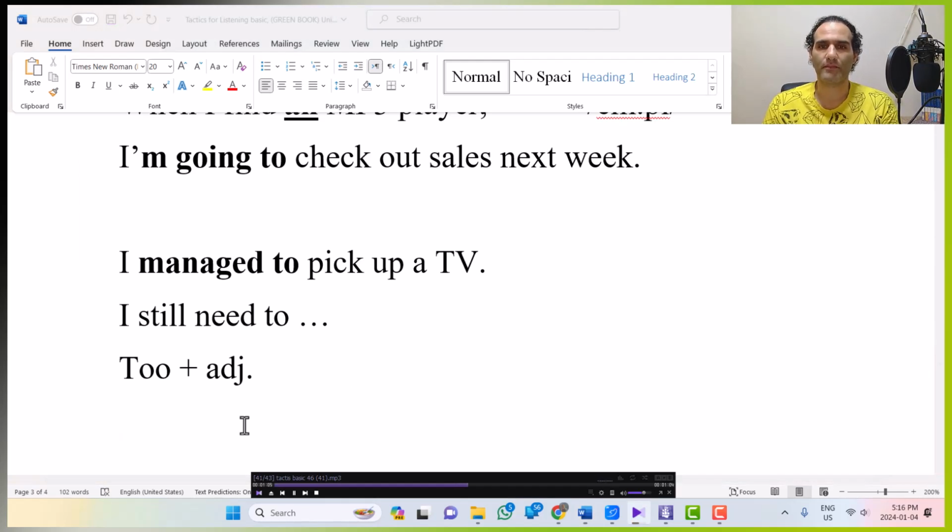Three. I was thinking about getting a bookshelf, but I don't have many books yet. So I guess I can wait.